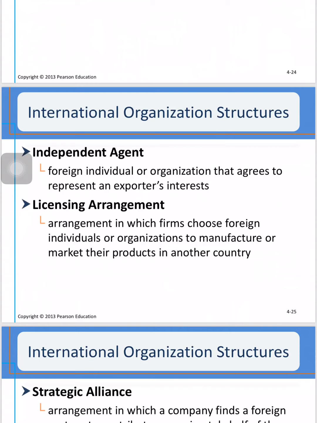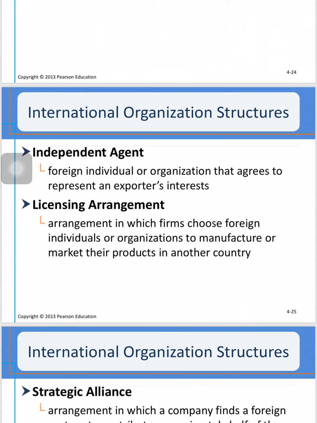Okay, and then licensing agreements. A licensing arrangement is an arrangement in which a firm chooses a foreign individual or organization to manufacture or market its product in another country.